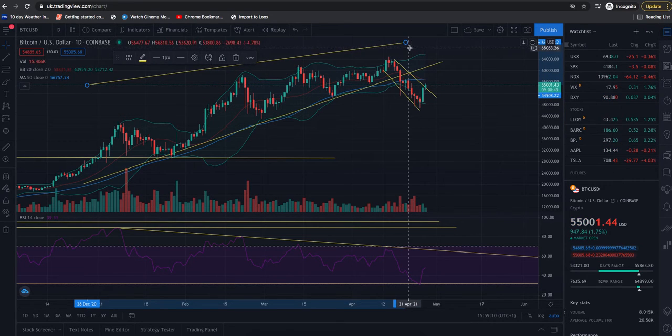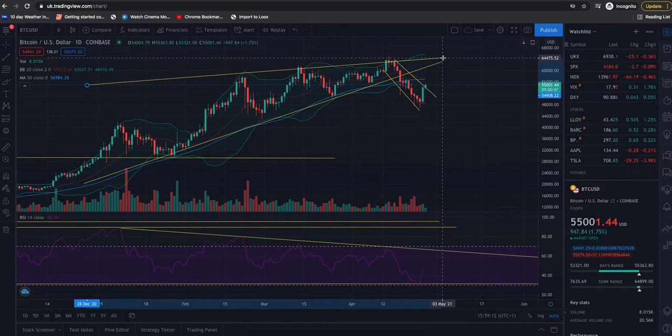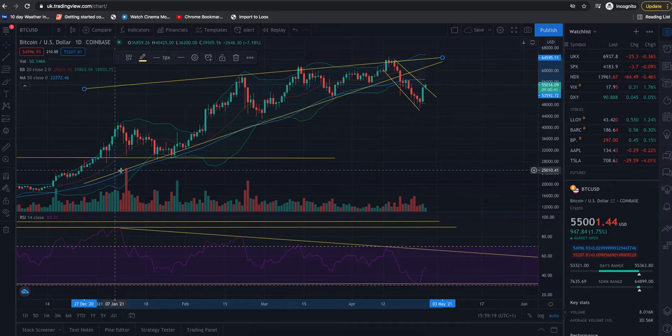We put this here, there, and then you've got a sort of ascending triangle. As you can see, the triangle is going up. The descending triangle would be the opposite. It would be going downwards, and that would be a bearish sign. But this is a bullish sign, it's going upwards in the triangle.